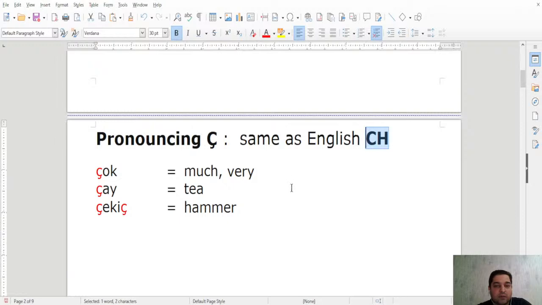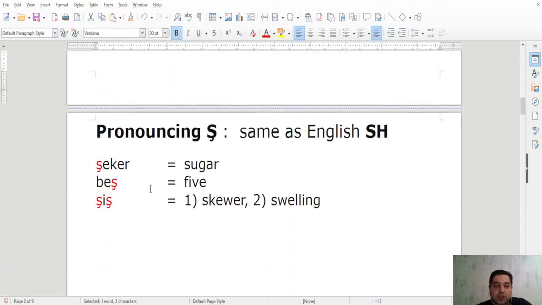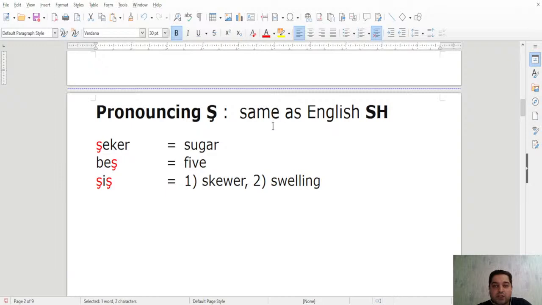Therefore, it should not be very abnormal for English speakers to grasp this letter. The third is şe, letter Ş, which is the same as the English combination of S and H, and it is pronounced as an alphabet letter, right? It's pronounced as şe. The previous one was çe, this one is şe.